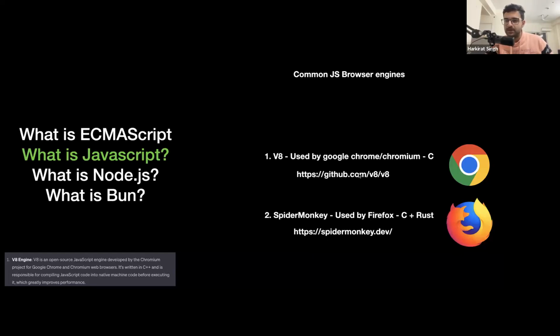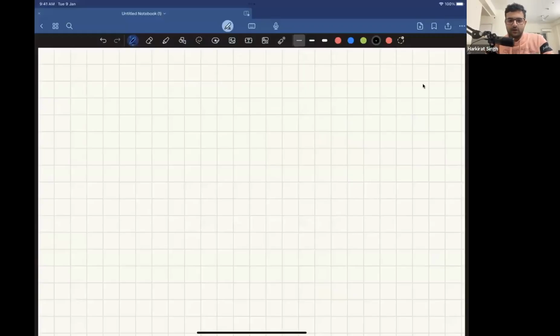This is a compiler. This is not written in JavaScript. This is what compiles JavaScript code into zeros and ones. I will repeat this because this is sort of important.